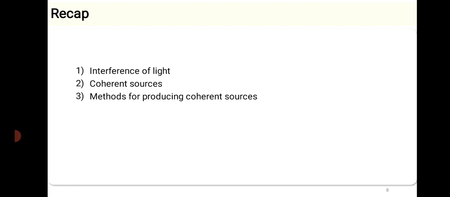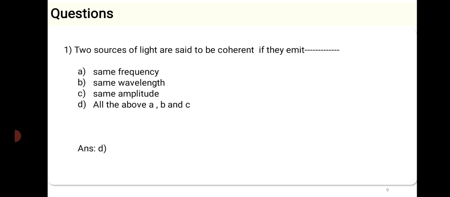Recapitulation of the session. Here we understood the interference of light, coherent sources, and methods for producing coherent sources. Now the multiple choice questions on the session.